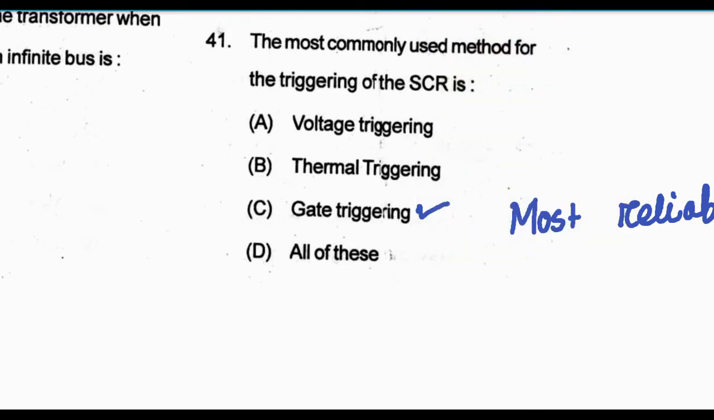Among those, gate triggering is the convenient and most reliable one, because voltage triggering and thermal triggering increase the junction temperature and hence will damage the device in future. So gate triggering is the proper method for turning on or switching of the thyristor.